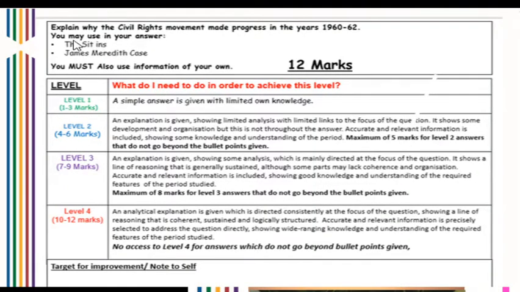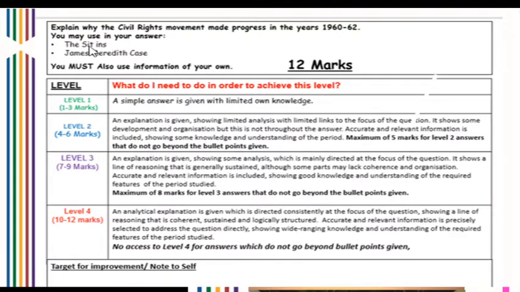You also do get given 2 bullet points that you can use as 2 of your paragraphs. You can use them if you want to, you don't have to use them, but you must give information of your own. Okay, so as it says on the mark scheme down here for the 10 to 12 marks, the top level, there'll be no access to level 4 for answers which do not go beyond the bullet points given. So if you only do 2 paragraphs and you only talk about the sit-ins and James Meredith, you simply cannot get into that top level band at all. So you must come up with some knowledge of your own. Okay, just to bear that in mind.